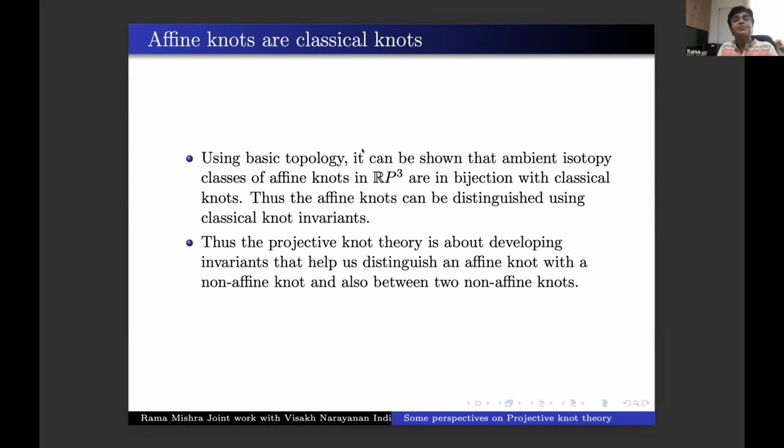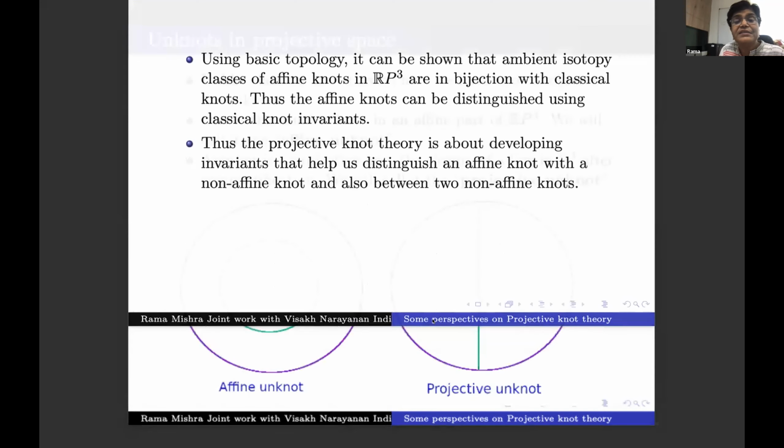So the entire projective knot theory would be really for distinguishing an affine knot from a non-affine knot, or between any two non-affine knots. So we need to have invariants which help us discriminate whether, given a knot, we can say it's an affine knot or a non-affine knot. Or if we know that both of them are non-affine, then is the invariant able to detect that?